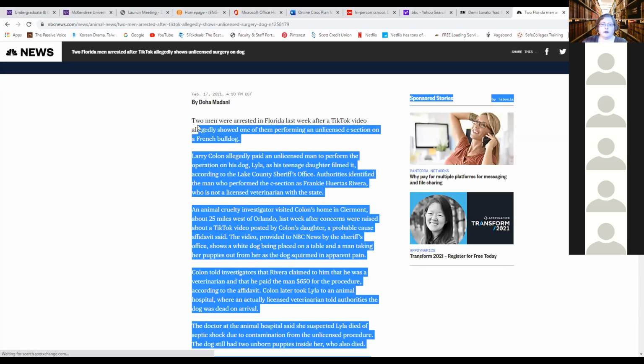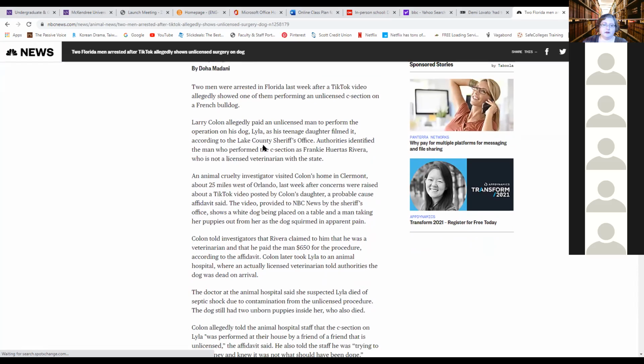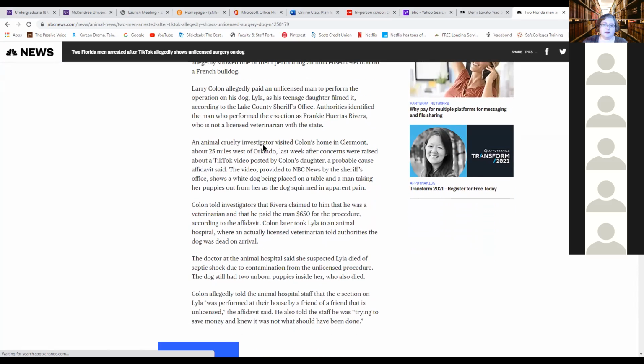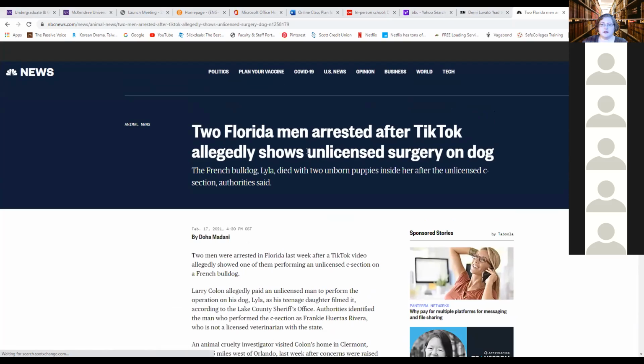Or you can start with the startling fact: two men were arrested in Florida. It's not that startling that two people were arrested. Unfortunately, it is that they're performing an unlicensed C-section on a dog. So you can see the different techniques that they're using.